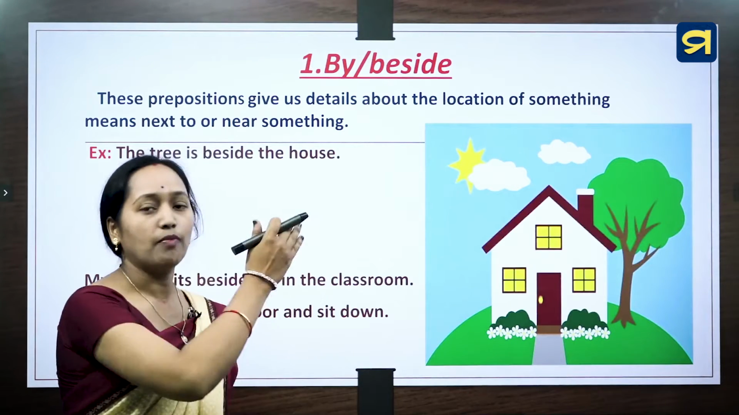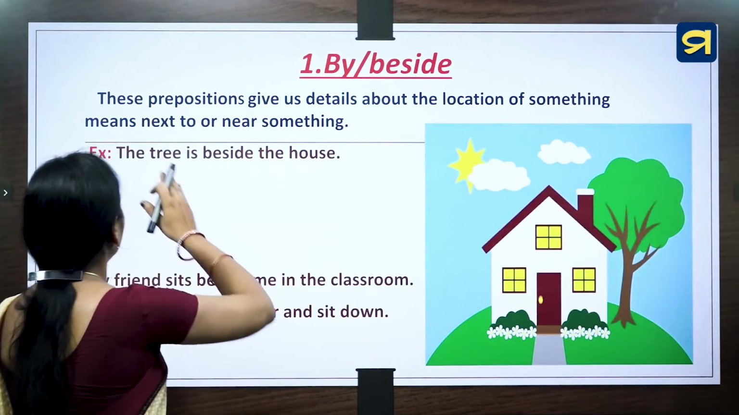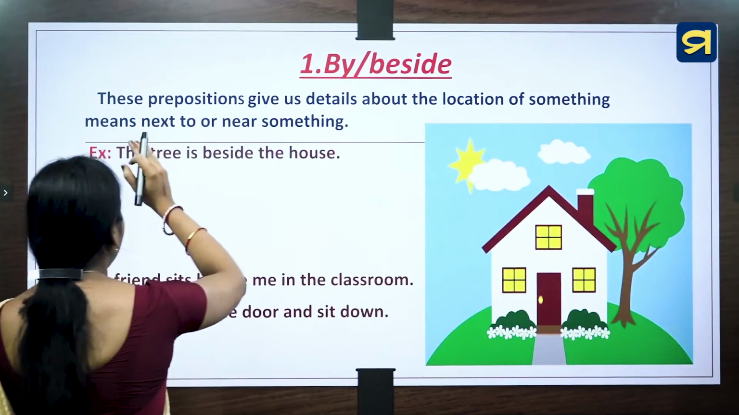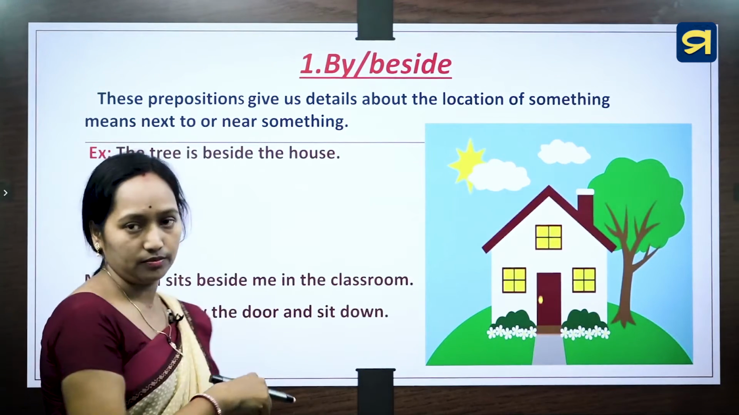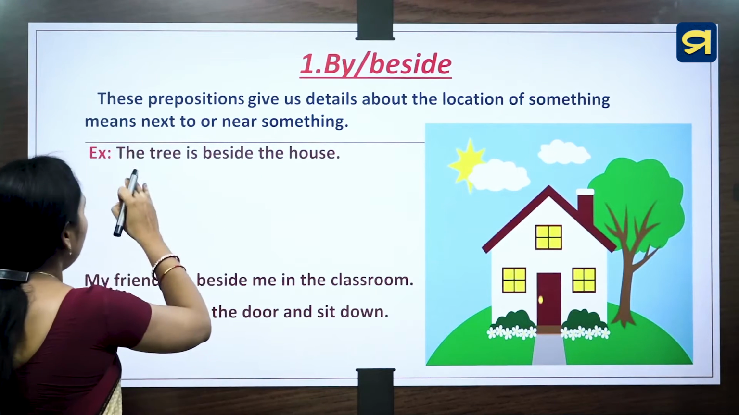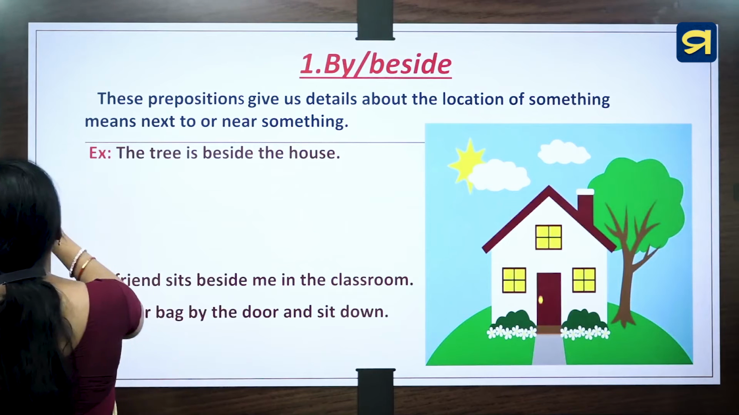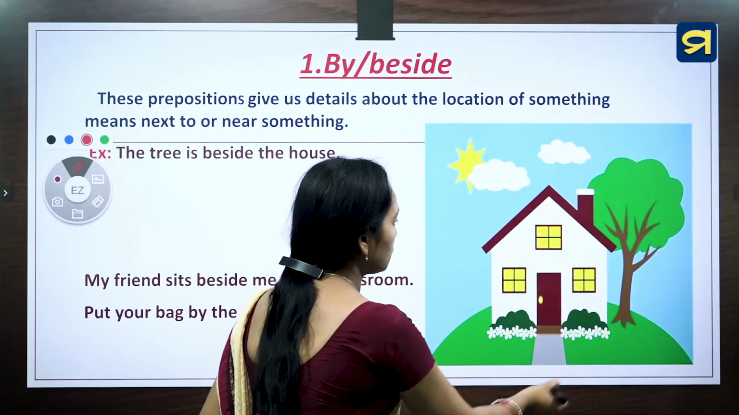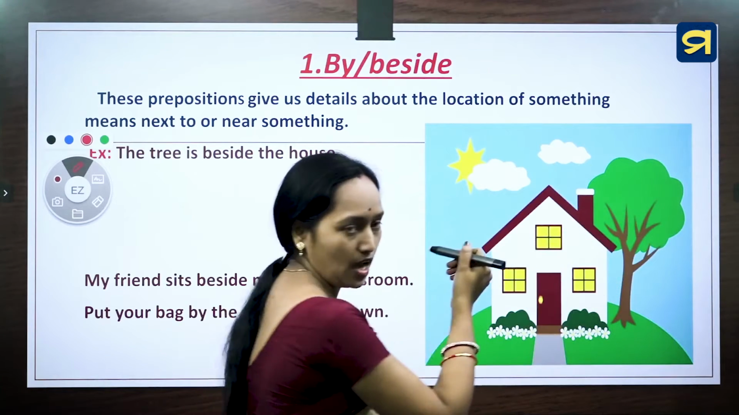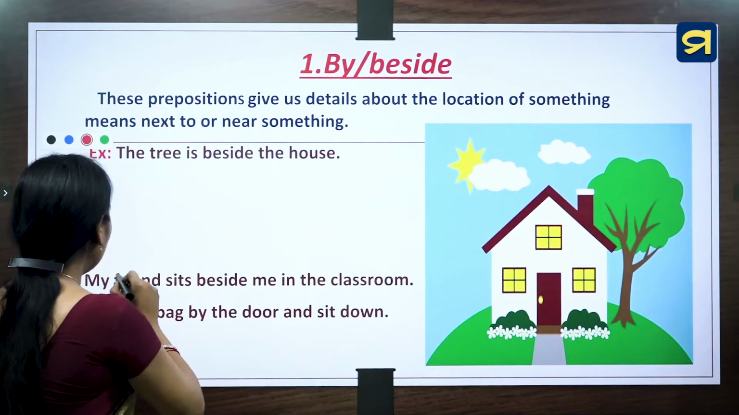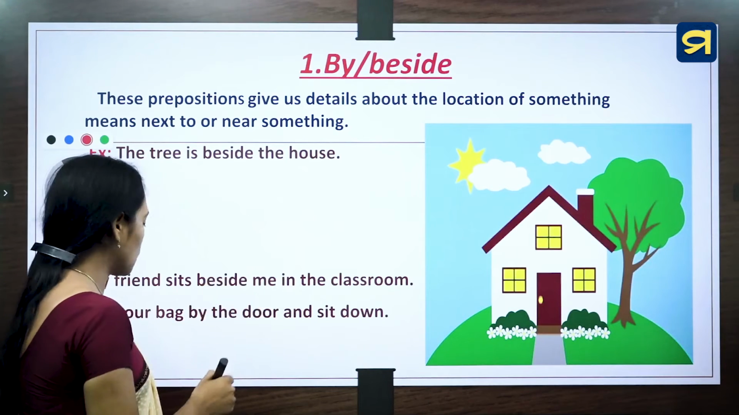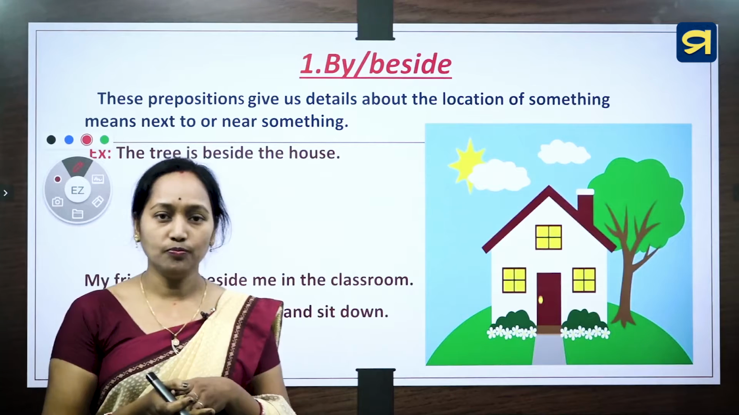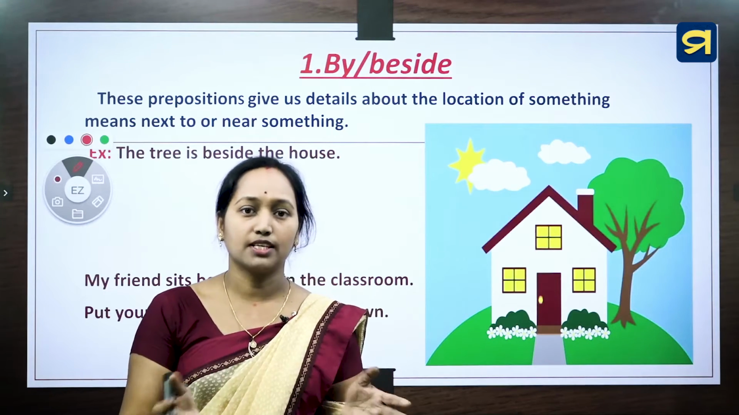So, the prepositions by and beside. These prepositions give us details about the location of something, meaning next to or near something. Take for example, the tree is beside the house. You just see the image, there is a tree beside the house. Take other examples. My friend sits beside me in the classroom, or put your bag by the door and sit down. So students, in the classroom, you and your friend sit beside each other.